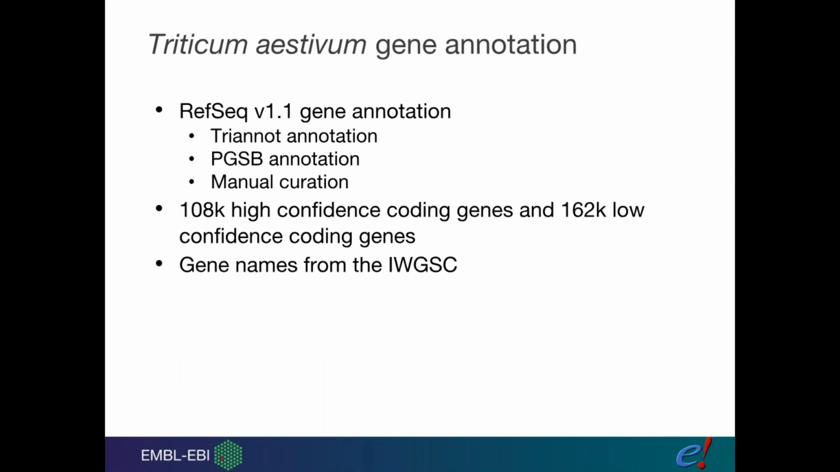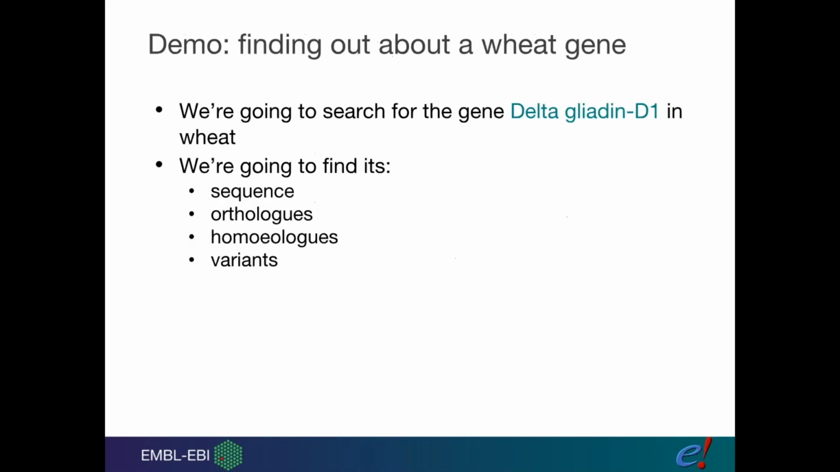The annotation we have comes from the RefSeq version 1.1, and this has 2 different methods of automatic annotation combined with manual curation to produce 108,000 high confidence coding genes and a further 162,000 low confidence coding genes. And the gene names are assigned from the IWGSC.